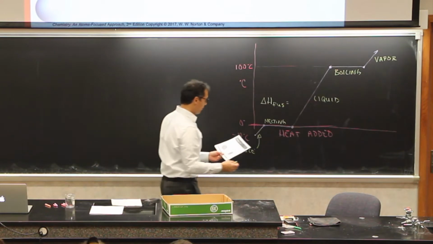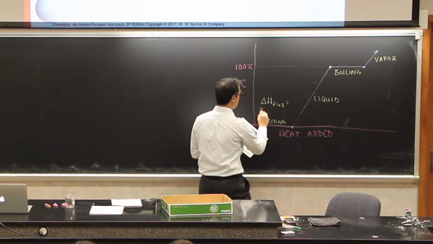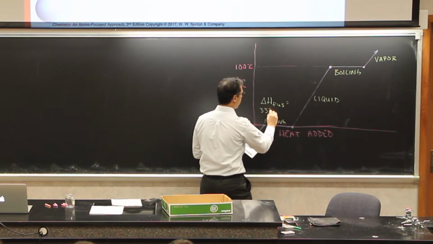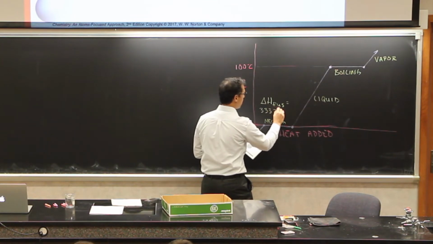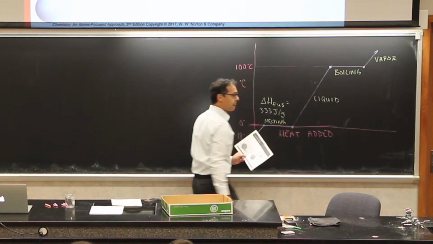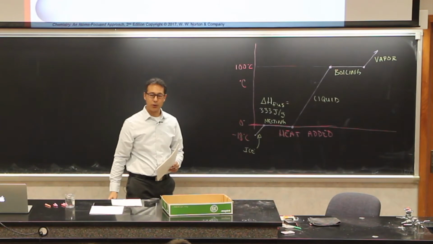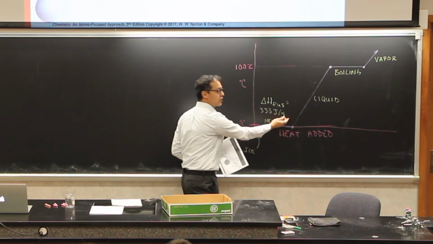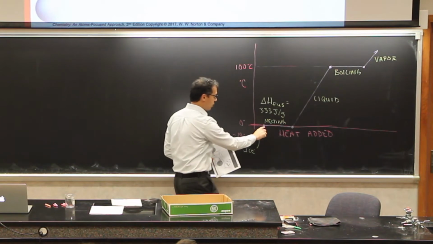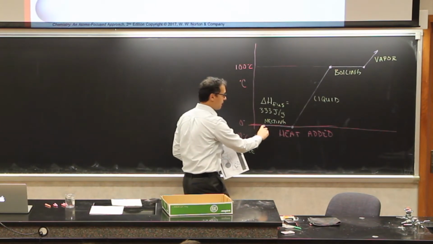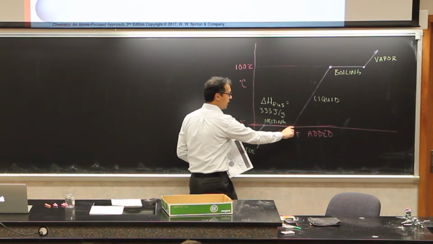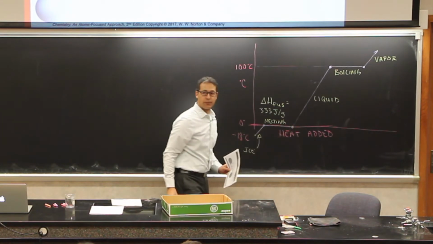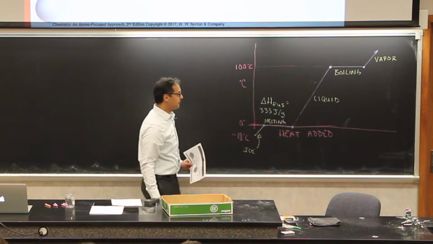There's some standard for this. And the standard for this is 333 joules per gram. And notice there's no degrees Celsius here. There's no temperature. And that's because as we're going from a solid here to a liquid here, we're not changing the temperature. The temperature stays the same.